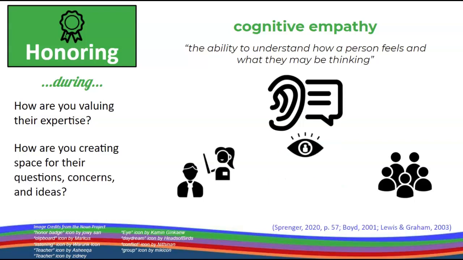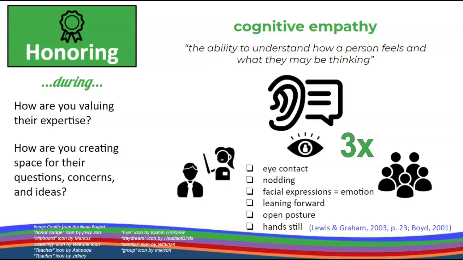Observing body language, tone of voice, and facial expressions can also offer clues as to how someone is feeling. Likewise, paying attention to our own body language is important if we want families to feel like they are being heard. Communication experts suggest that nonverbal messages can be 3 times as powerful as verbal ones. For example, maintaining eye contact, nodding, using facial expressions that respond to the emotion being shared, leaning forward, having an open posture, and keeping hands still all demonstrate attentiveness.